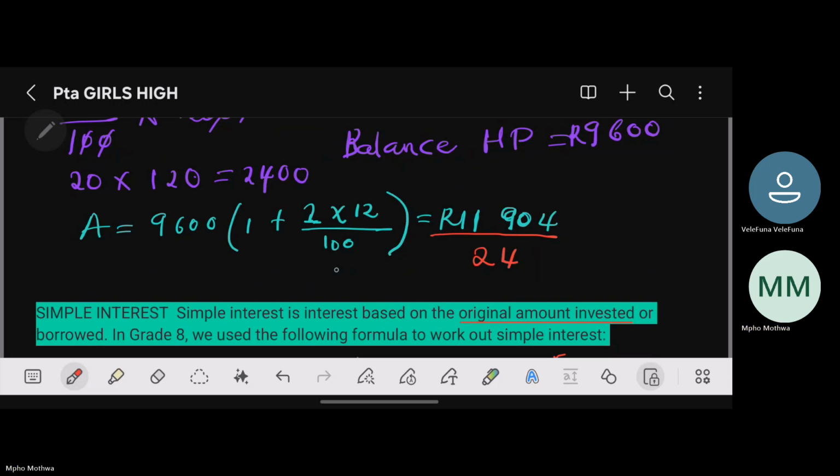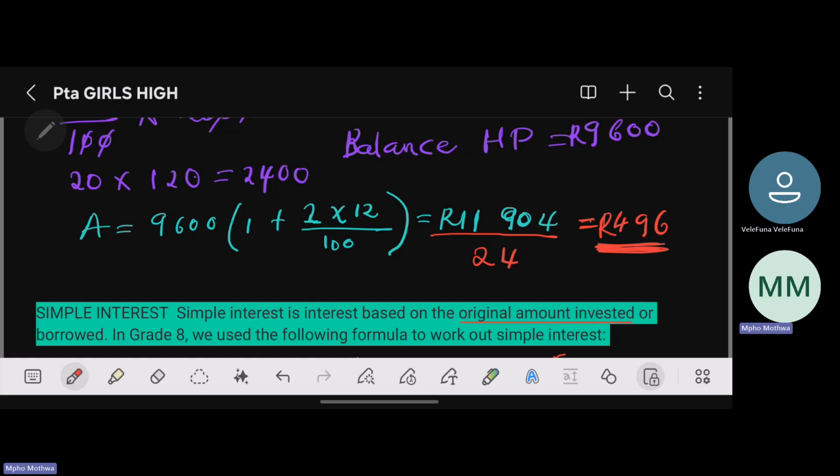How much is it? 11,904 divided by 24. I beg your pardon? 11,904 divided by 24. How much is it? 496. So these are the monthly installments. Any question on hire purchase?